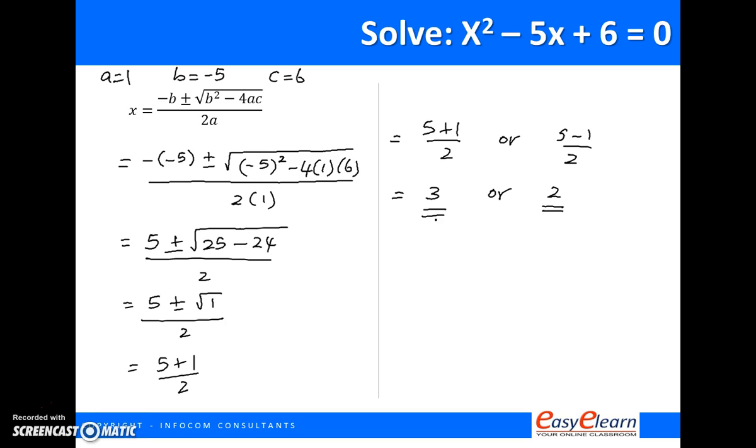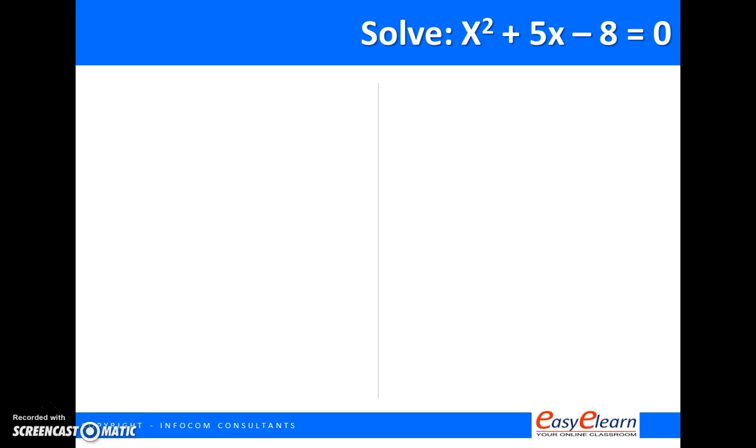Let's take a look at one more example. So for this question, what are the values of a, b and c? a is 1, b is 5 and c is minus 8. So let's slightly make a change. What if this is plus 8? So c is plus 8 also. It should be more interesting to see.